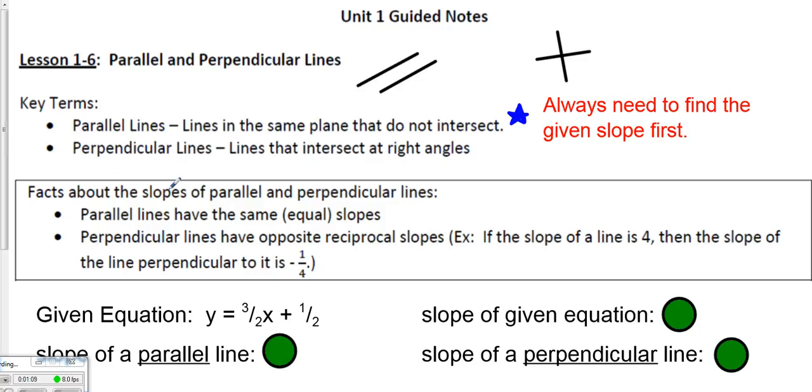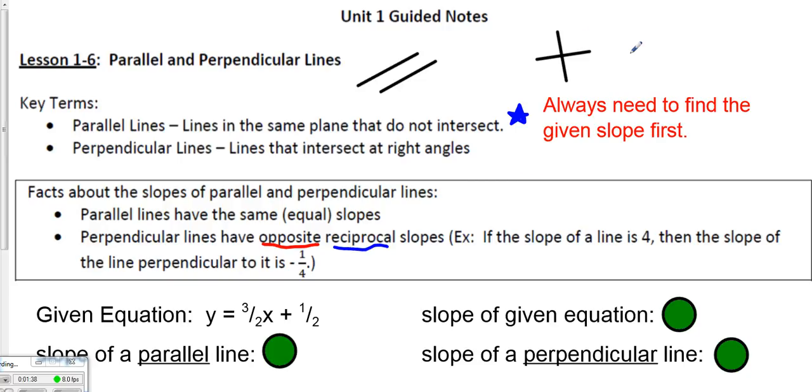Facts about the slopes of these lines. Parallel lines will have the same slope or equal slopes. So if this line had a slope of 1/3, this line would also have a slope of 1/3. Perpendicular lines, on the other hand, have opposite reciprocal slopes. Now these are two separate things. Opposite means one thing, and reciprocal means something else.